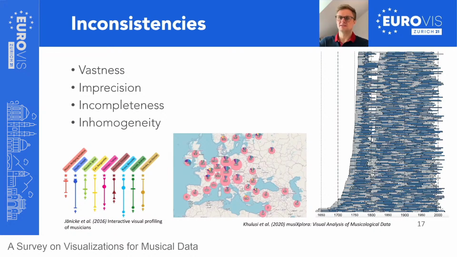During our work as visualizationists in the musicology, as well as during studying the 129 works included in our survey, we encountered a vast amount of issues with the data, which we will present under the flag of inconsistencies. We classify these as vastness, imprecision, incompleteness, and inhomogeneity. While these issues are well known in the visualization domain, a lot of encountered works seem to be neglecting the dealing with such inconsistencies. We want to include a brief insight into these issues to highlight the importance to deal with them.